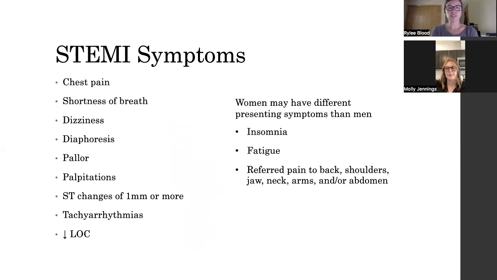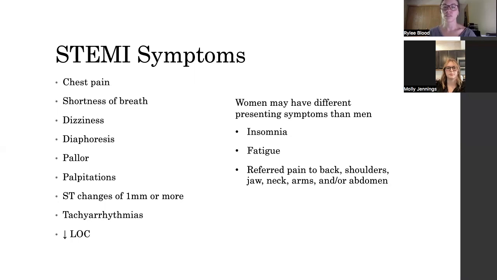Okay, some symptoms that somebody who is having a STEMI can present with include chest pain, shortness of breath, dizziness, diaphoresis, pallor, palpitations, changes in the ST segment of 1 millimeter or more, tachyarrhythmias, and decreased level of consciousness. It can be a variety of any of these, 1, 2, or 3 of them. It's not presenting in a specific way at all. It's very individualized for each person.